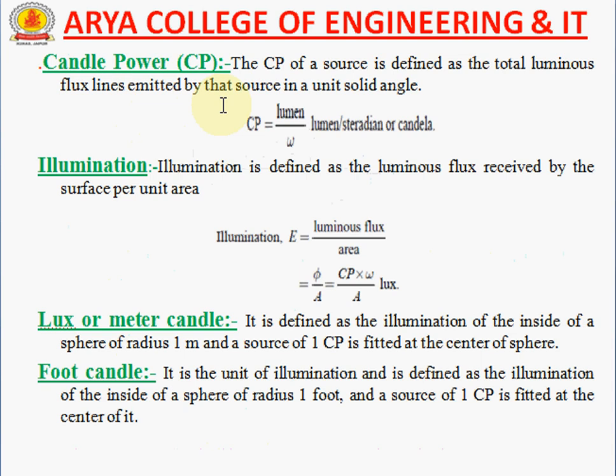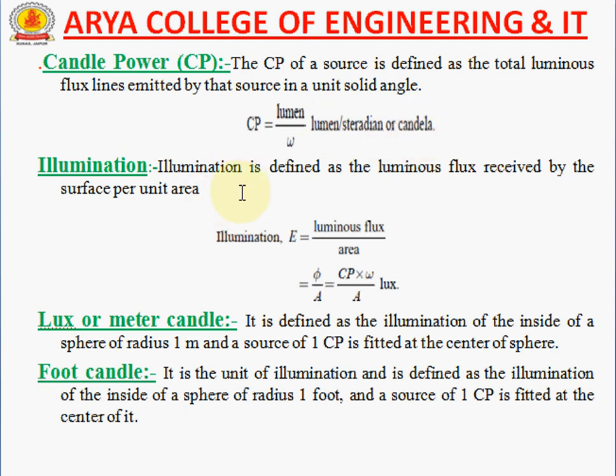Now next term is candle power. The candle power of a source is defined as the total luminous flux emitted by the source per unit solid angle, where the solid angle is represented by omega. So the candle power formula is lumen upon solid angle. Its unit is lumen upon steradian, or candela. This is a very important formula.